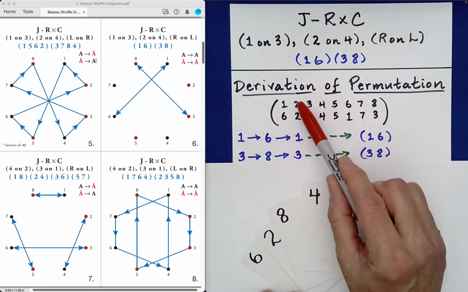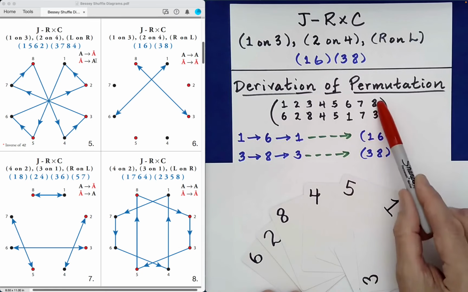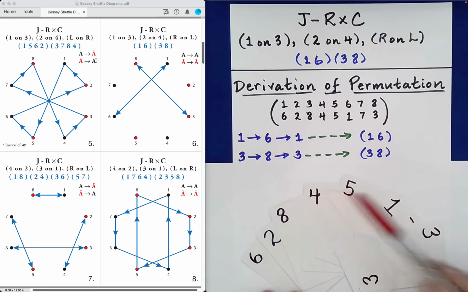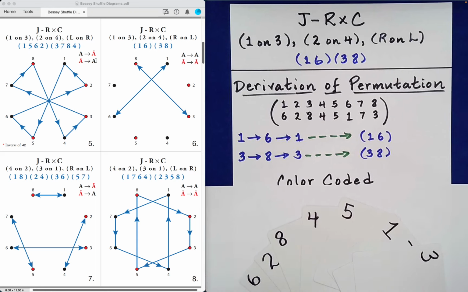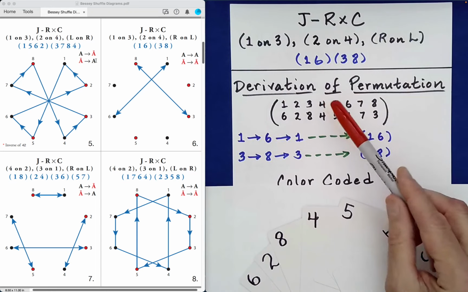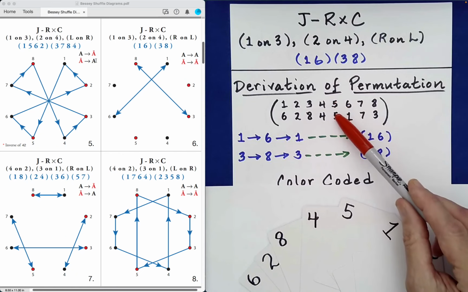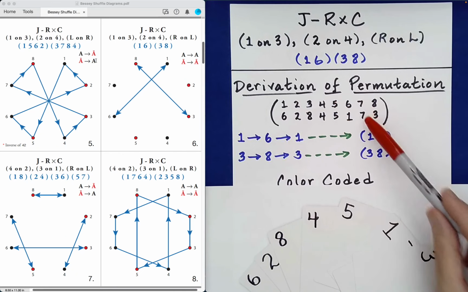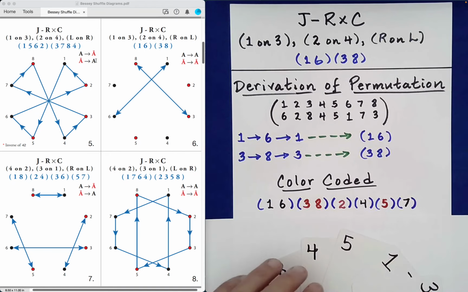Now 2 goes to 2. So it's a fixed point. 3 goes to 8, and 8 goes to 3. And then it wraps around. So we get a second transposition, or 2 cycle. And then from there, we just get a bunch of fixed points. 4 goes to 4, 5 goes to 5, 7 goes to 7. So if we color code all of this, what we'll get is the following.